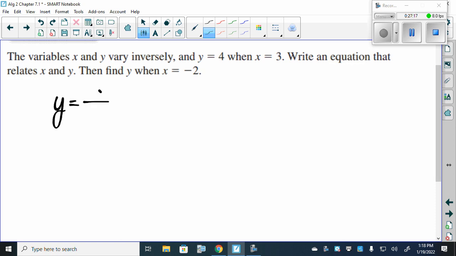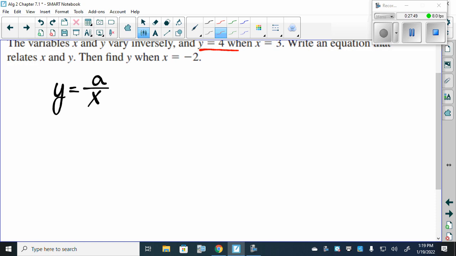Because it tells us the variables x and y vary inversely, we're talking about the equation y is equal to a divided by x, because this is the general equation for inverse variation. When we look at this equation, we want it in terms of x and y, which we do have. We need to find the value of a, the constant term. To do that, we can use the fact that y is 4 when x is 3. So we can plug that in to find the value of a. Because if I have the value of a, I have the equation itself.